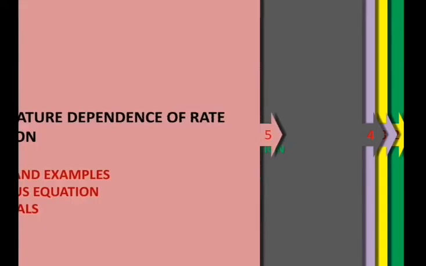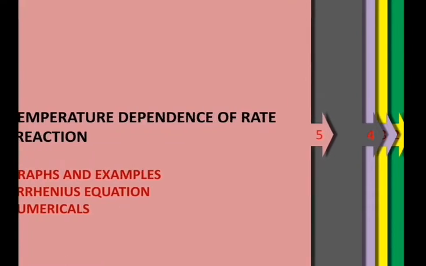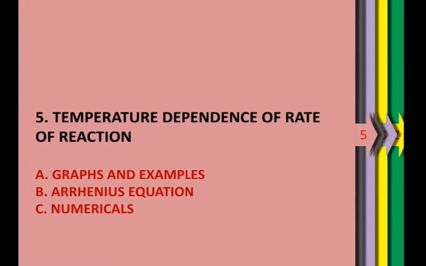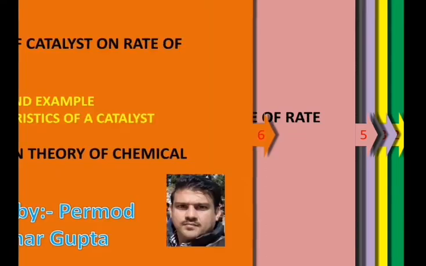Let's consider the fifth main topic, that is how the temperature will affect the rate of reaction, or the temperature dependence of rate of reaction. This is totally a numerical based topic. In this topic we study about the graph and examples, about the Arrhenius equation, and the various numericals based on the Arrhenius equation. Very important topic.